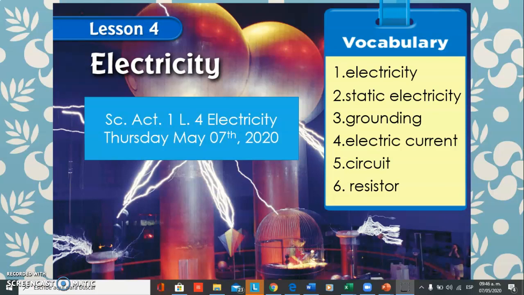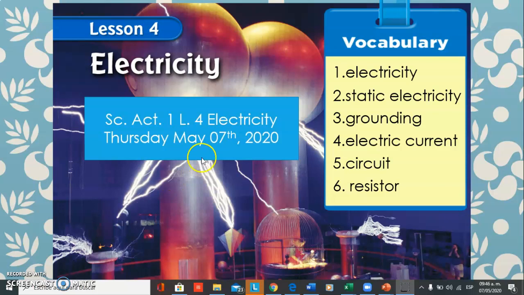Today we're going to talk about lesson 4, electricity. This is science activity number 1 and we are in lesson 4, chapter 12. Today is Thursday, May 7, 2020.